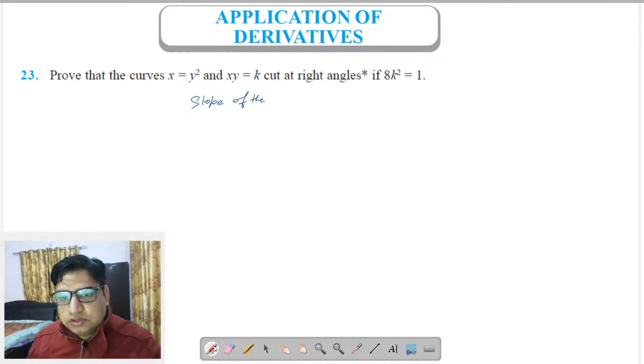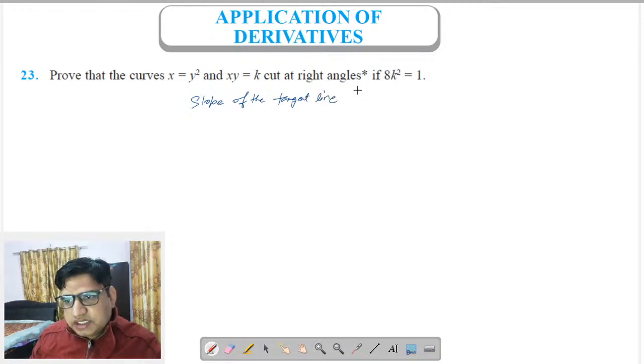So, prove that the curves x is equal to y square and xy is equal to k. So guys, we need to be very careful in finding out that if the two curves are cutting each other at 90 degree or right angle, then the tangents at the point of intersection should be perpendicular to each other. The slope of the tangent line is dy by dx, or you can say f dash x.